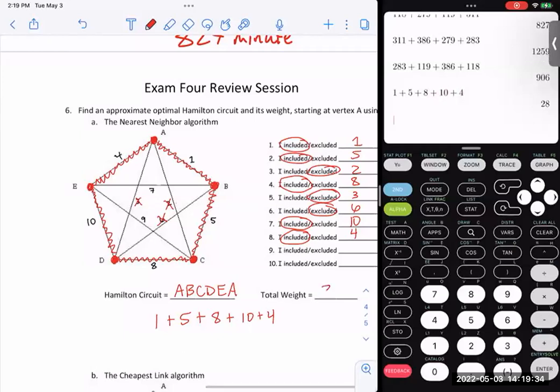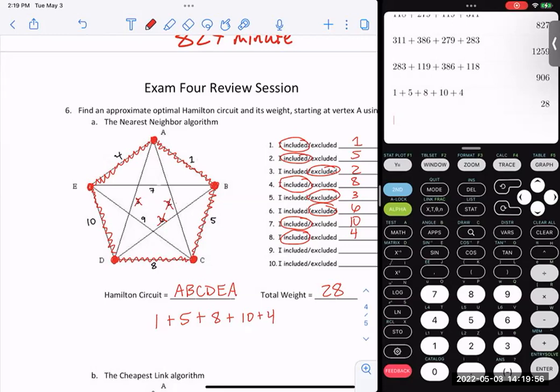Which would be 28. So my total weight here is 28. If they give you units, include that. It could be money, it could be number of gallons of gas, it could be number of miles or number of minutes. In this one, they didn't give us any units. Any questions here on nearest neighbor algorithm?